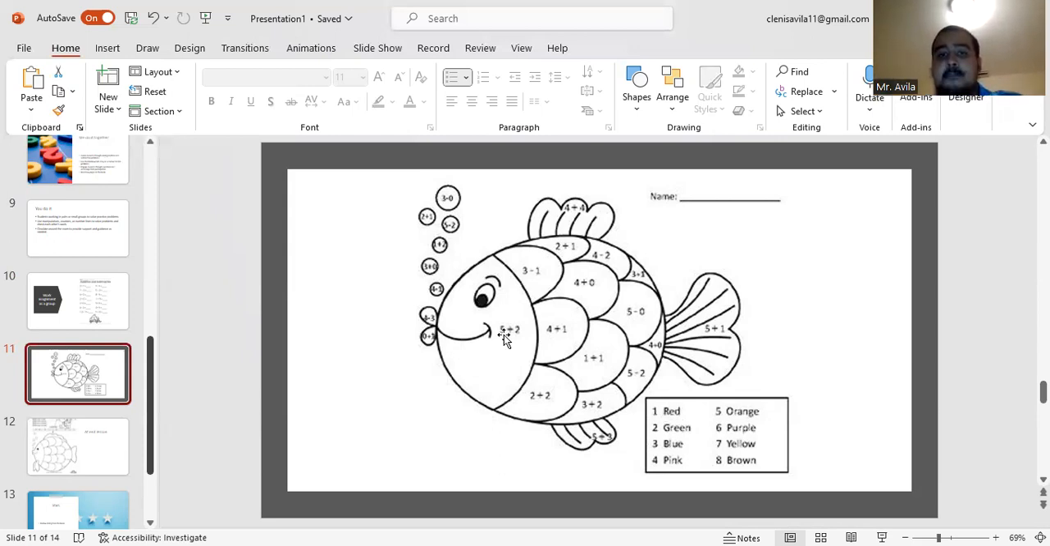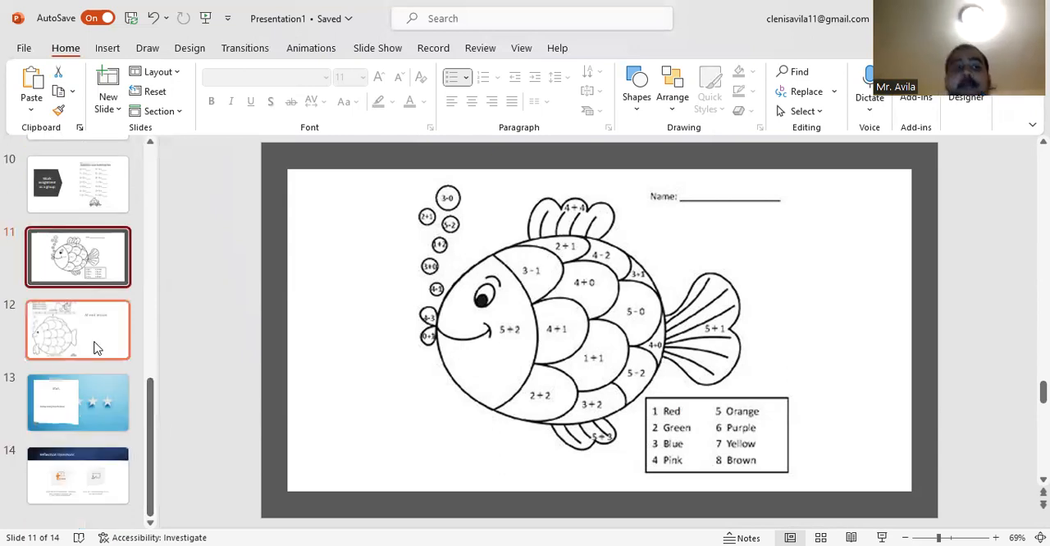Let's say for example, if it's 4 plus 1, and then you get a 5, you color orange. Remember, it's addition. If it's subtraction, 3 minus 1 equals 2, you color green. Does anyone understand what we're doing in this activity? Capiche?